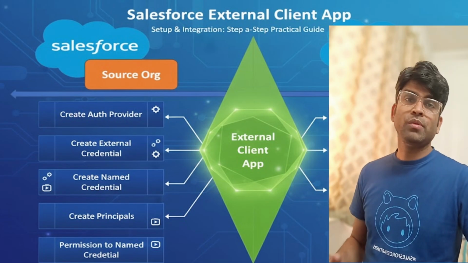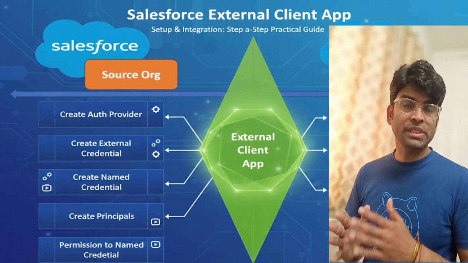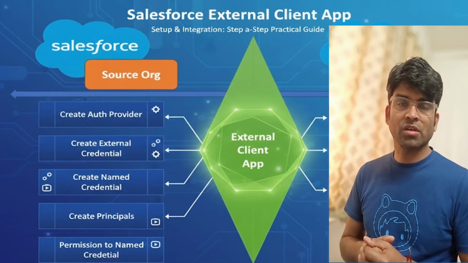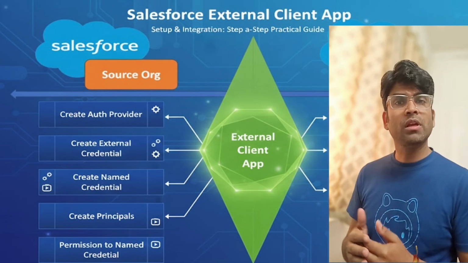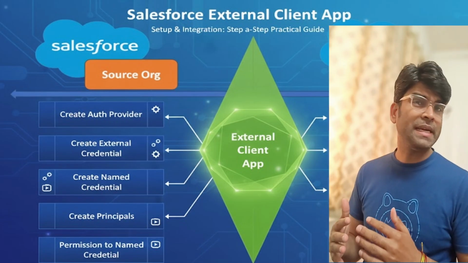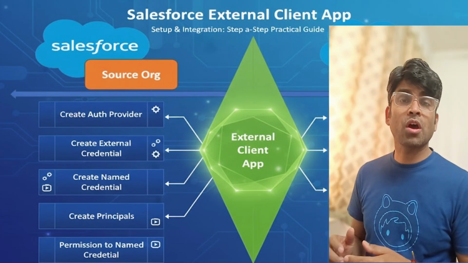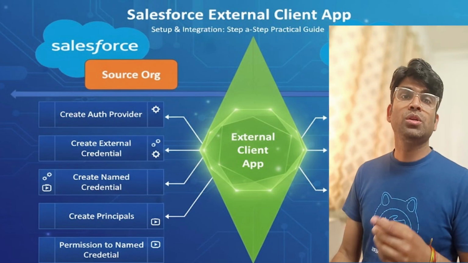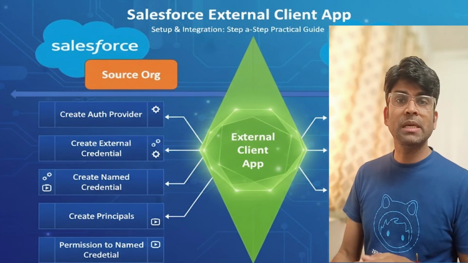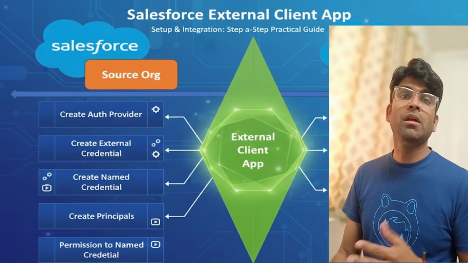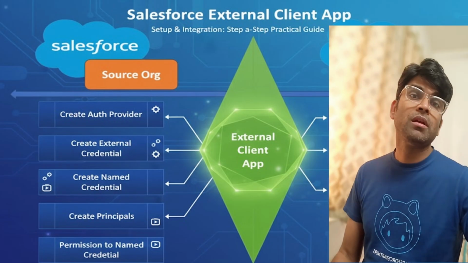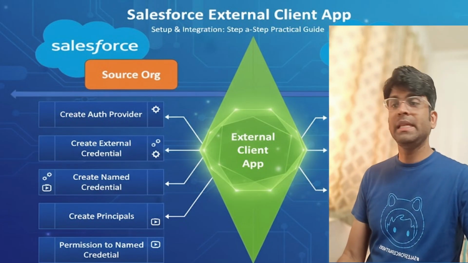Today we'll see how using external client app we can connect two different Salesforce orgs. This demo will cover two different Salesforce orgs, but in real time it may not be two Salesforce orgs. It can be any other OAuth 2.0 provider. For example, LinkedIn, Facebook, SAP, Java. It can be anything, any application.